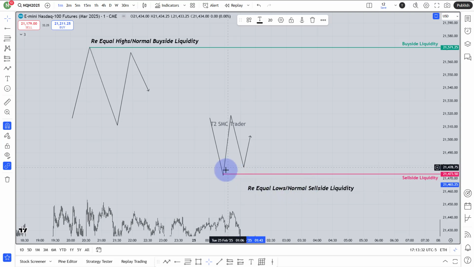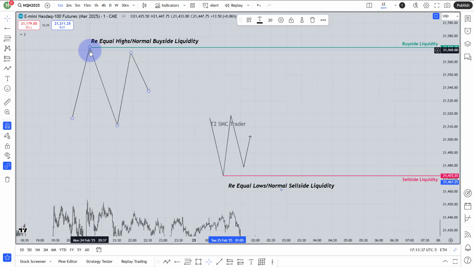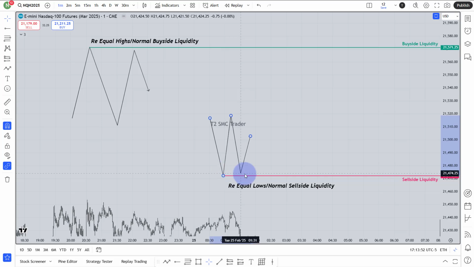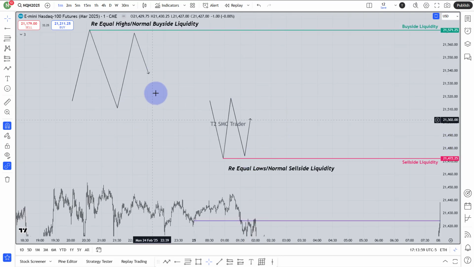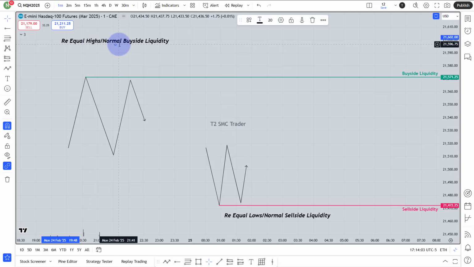Sell side liquidity. So this is the first type of liquidity where you will see one high will be very near to another high. It is not going to take that high or go over that high. It will be very near to that high, very near to each other. Same thing here. It will be very near to this low where we will see the relatively equal lows or normal sell side liquidity. This is the first type of liquidity, which is called relatively equal highs or normal buy side liquidity.